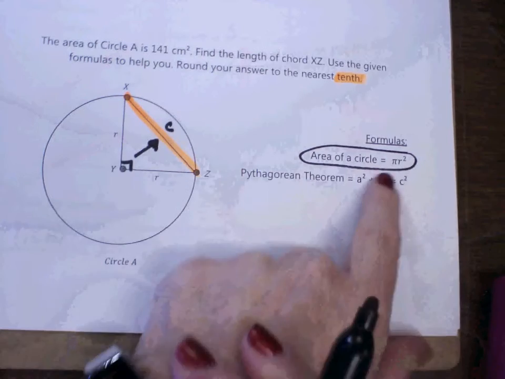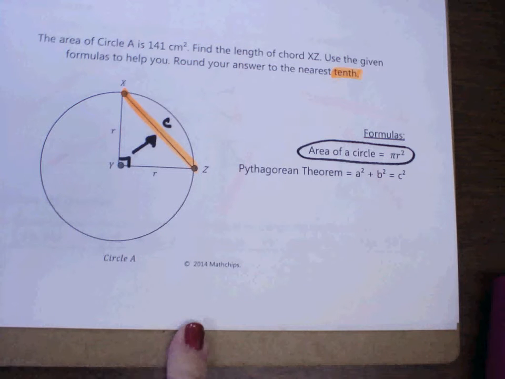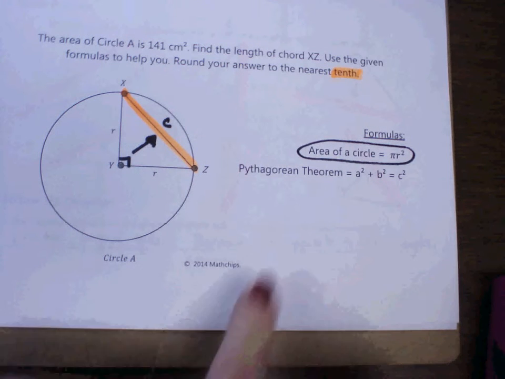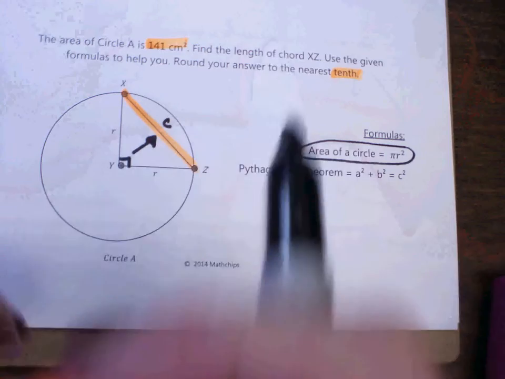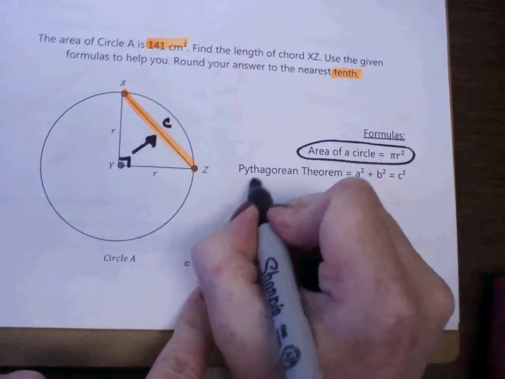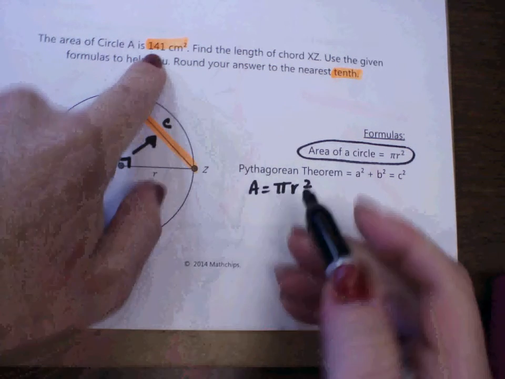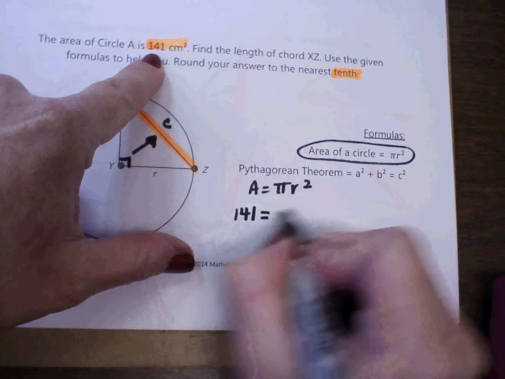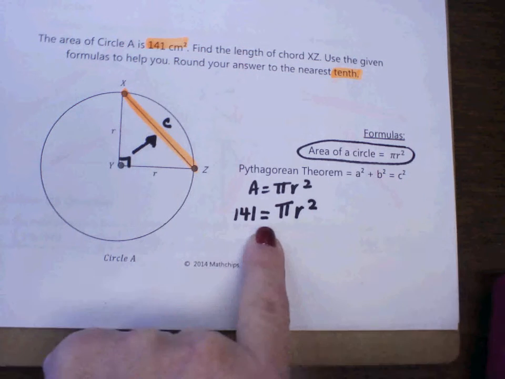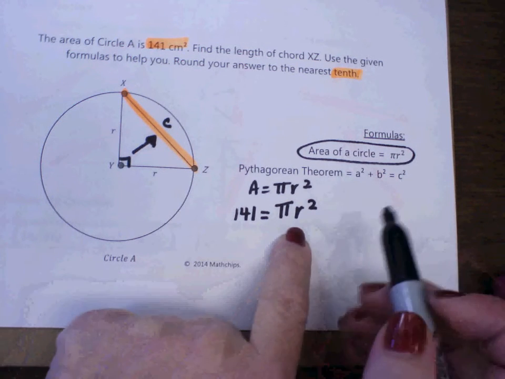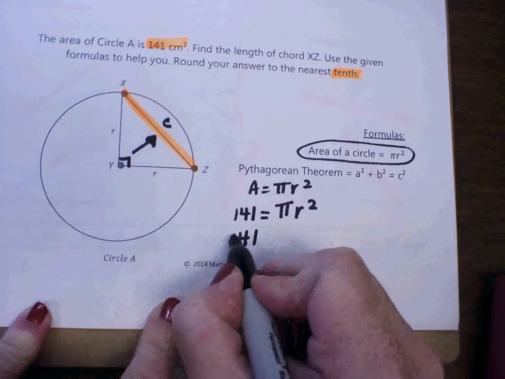Okay? Now what's the area? 141. That's the formula. You're absolutely right. The formula is pi r squared. But what's the area? 141 equals pi r squared. This is an equation. What can I do? Do you know the radius? No. So that will be your x, right? 141 equals pi x squared.